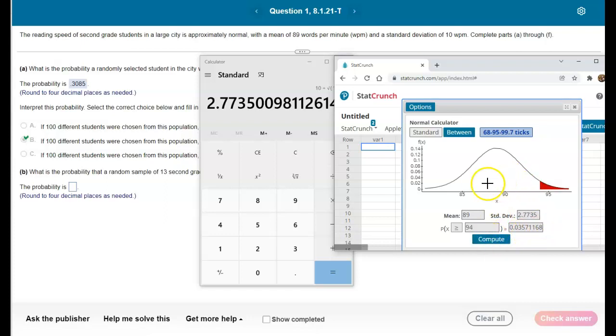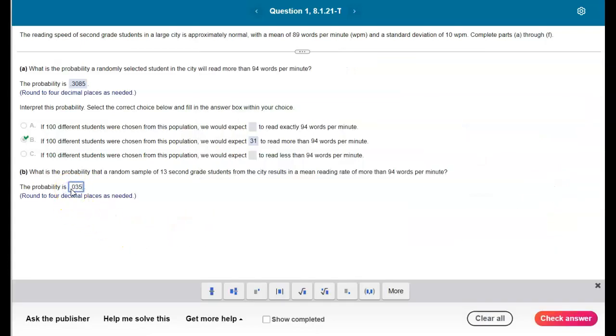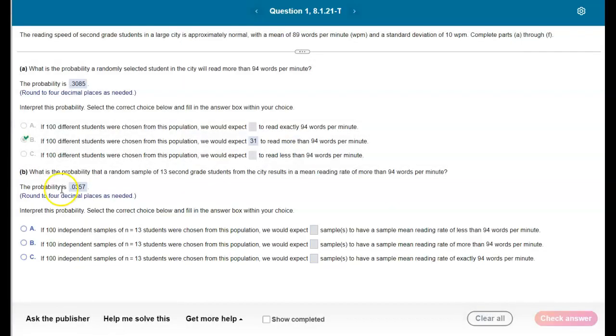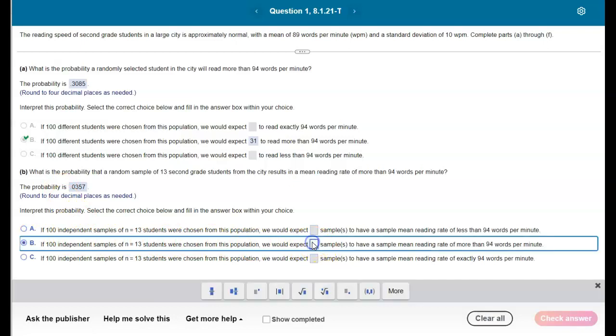In general, our standard deviation of sample means is going to be closer to our mean value because it has a smaller standard error from the mean. And so the probability of something further away from the mean is going to be smaller. That's what we would expect, and that's what we see. So it's 0.0357 for this second part. And again, when we interpret, we multiply this number by 100 and round.